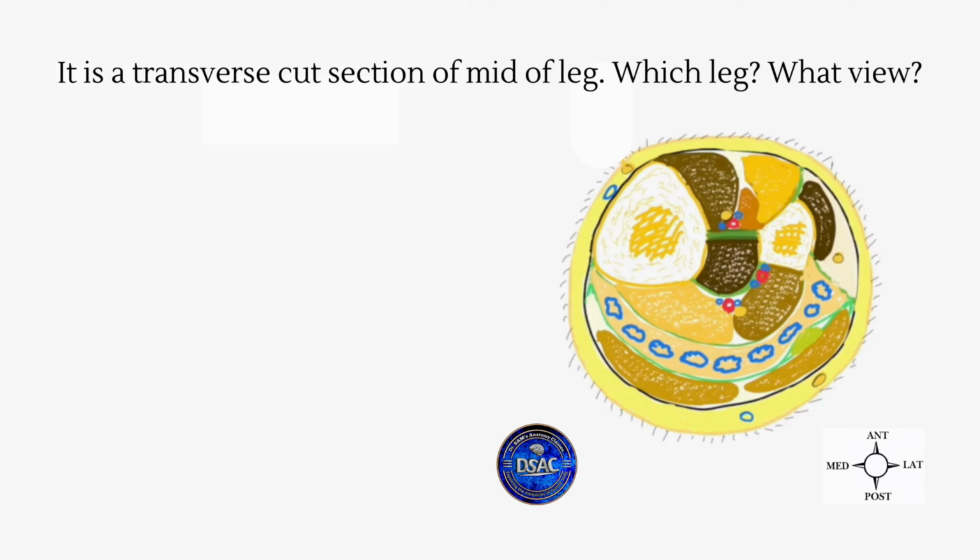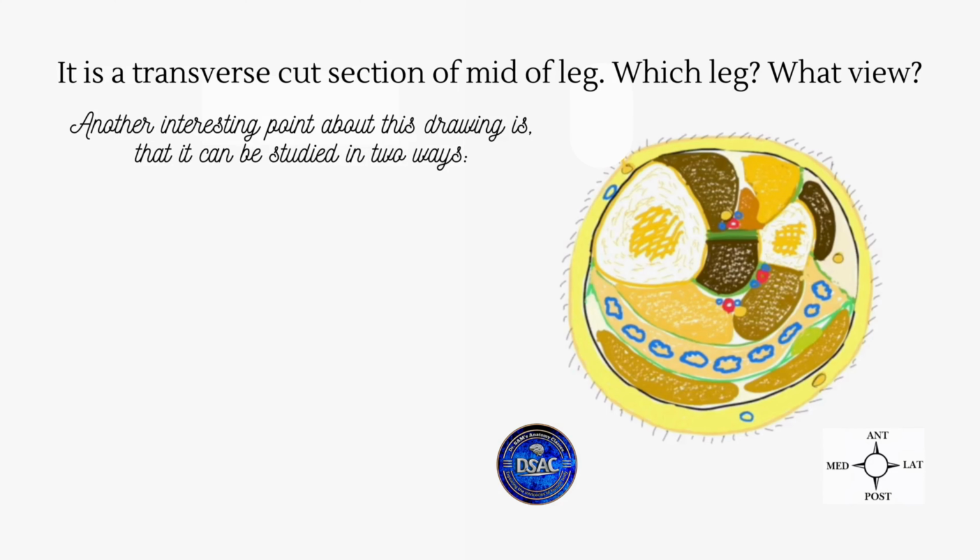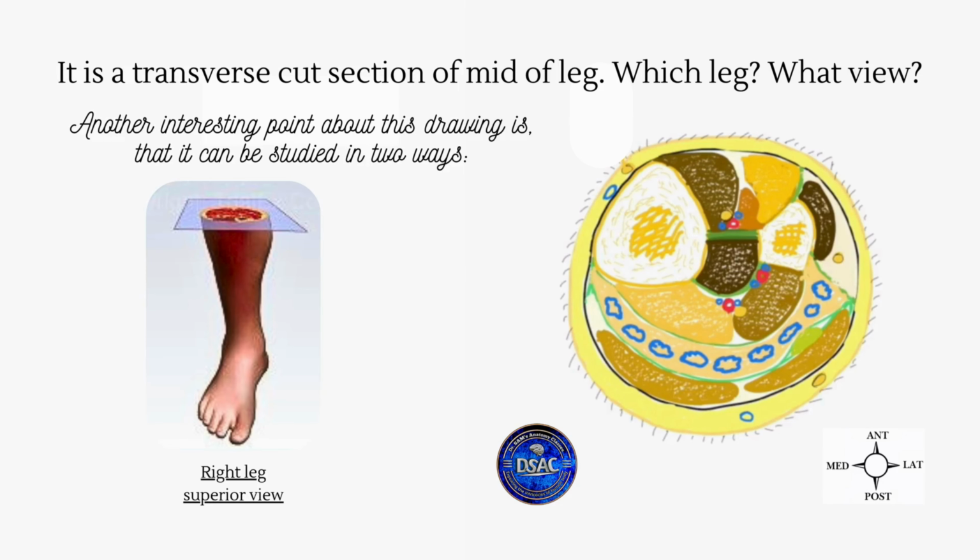Now the question is, which side leg is this? And, from which direction are you looking at it? So guys, the interesting point about this diagram is that you can study it in two ways. Either you consider it to be a diagram of cut section of right leg and you are looking at it from above. Or you consider it to be a diagram of cut section of left leg and you are looking at it from below.